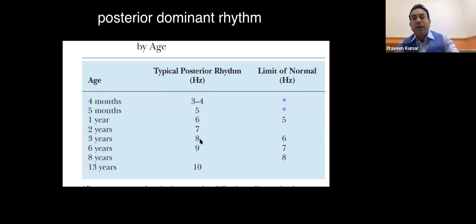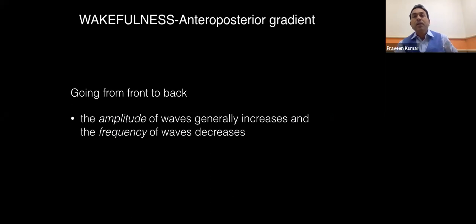Visually, this is in the alpha range. That's why we call them the alpha rhythm. But it may not be in the alpha range, especially if you're seeing a child of 1 year. It can be normal. But if you're looking at a child of 8 years and you're finding a waveform in the posterior at 5 hertz, that may be abnormal. So we talked about the anterior posterior gradient over the part.